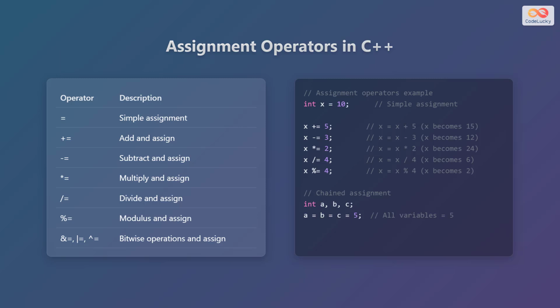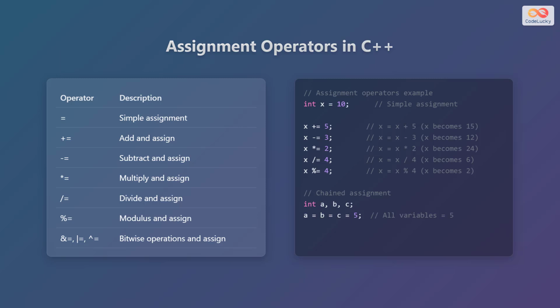Asterisk equals multiplies the left operand by the right operand and assigns the result to the left operand. Forward slash equals divides the left operand by the right operand and assigns the result to the left operand. Percentage sign equals finds the modulus of the left operand divided by the right operand and assigns the result to the left operand. And finally, you have bitwise operations and assign, which perform bitwise operations on the operands and assign the result to the left operand.